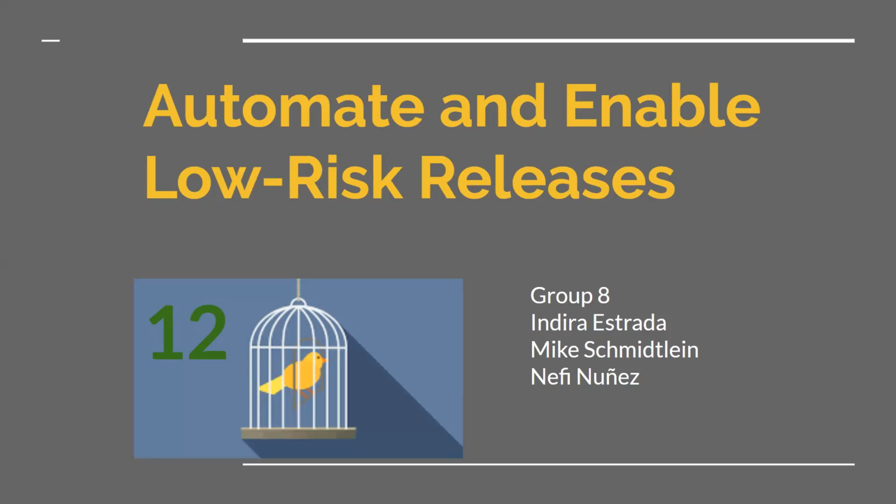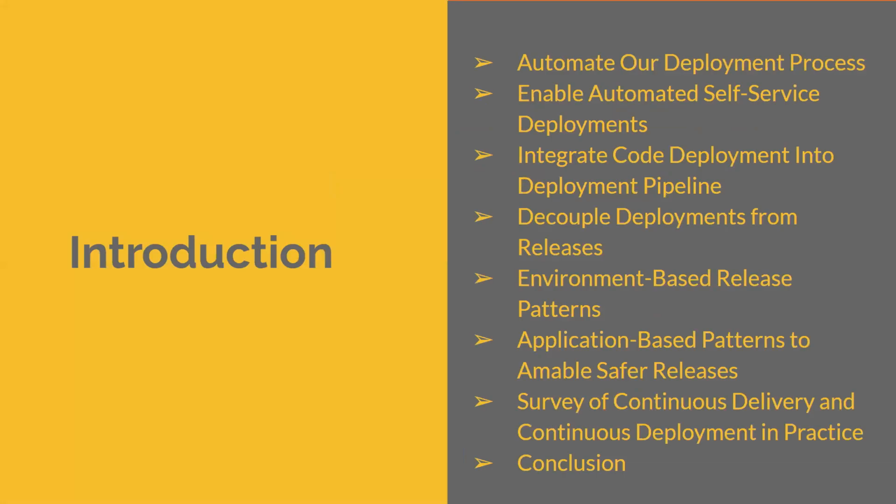For this week we read Chapter 12, Automate and Enable Low-Risk Releases. And the sections are the following: automate our deployment process, enable automated self-service deployments, integrate code deployment into deployment pipeline, decouple deployments from releases, environment-based release patterns, application-based patterns to enable safer releases, survey of continuous delivery, and continuous deployment in practice. The last part will be the conclusion.